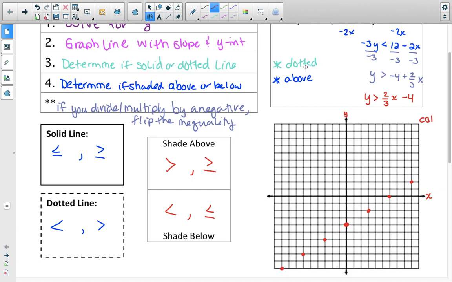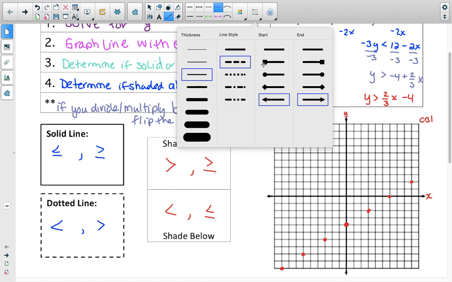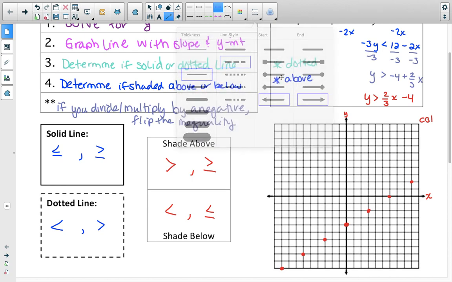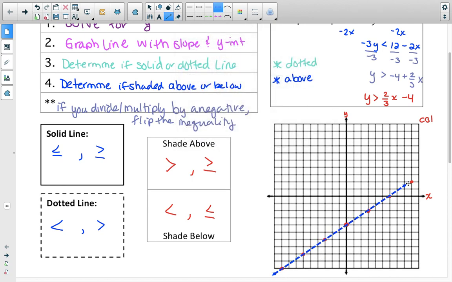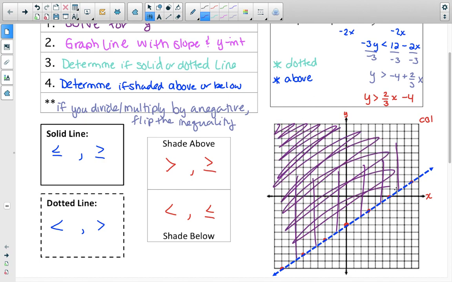We would want to have it as a dotted line. So as we connect our points, it's going to be our dotted line. And now we want to shade, since it was above, we take anywhere on our line, and we shade up, above the line. This is telling us that we want to shade this whole section. This entire section gets shaded.